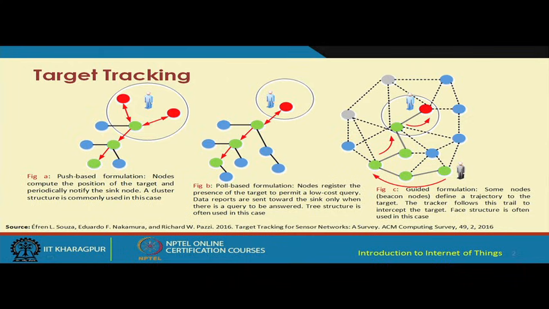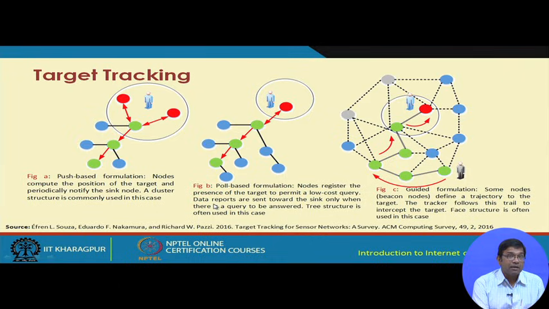Now, the other formulation is known as the pull based formulation, which is shown in the second figure over here. In this particular formulation, what we have is nodes registering the presence of the target to permit a low cost query.